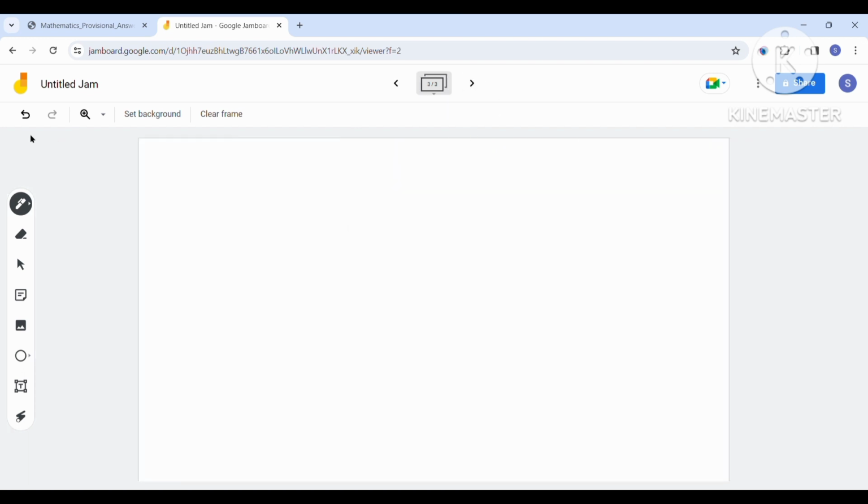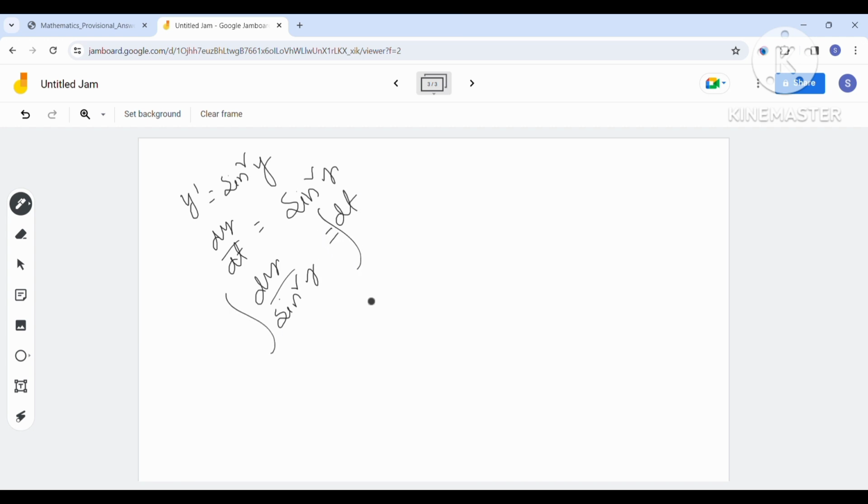It's a straightforward problem. It is given that y dash is equal to sine square y. So dy/dt is sine square y, so dy by sine square y is dt. You can integrate both sides. You will get minus cot y equals t plus c, where c is the integrating constant.